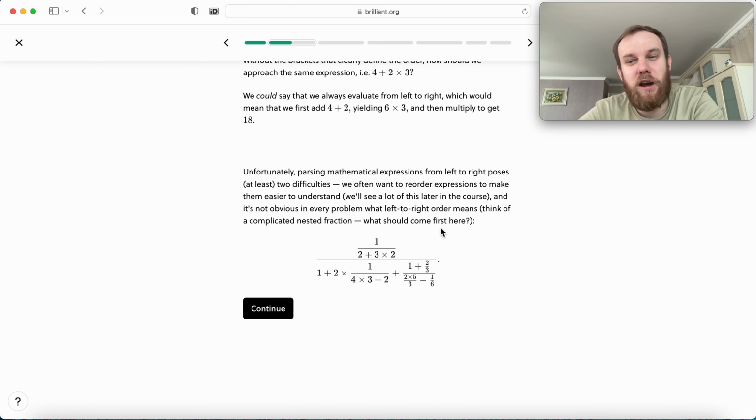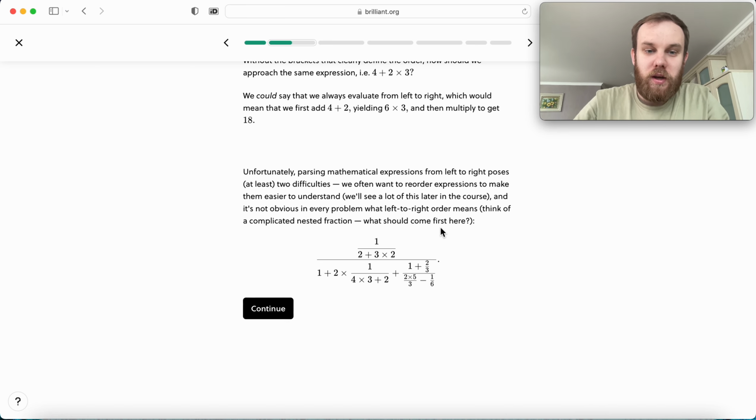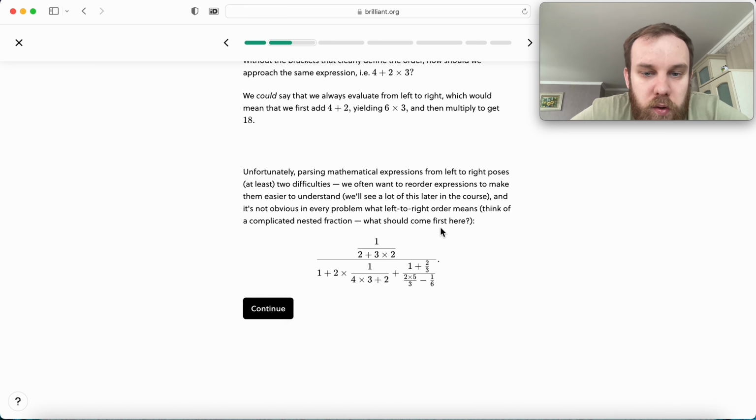Unfortunately, and I was thinking about this the other day, why do we just not agree on an order? So I'm very interested in how they explain why we cannot do this. Unfortunately, parsing a mathematical expression from left to right poses at least 2 difficulties. Okay, let's find out. We often want to reorder an expression to make it easier to understand. We'll see a lot of things later in the course, and it is not obvious in every problem what left to right order means.